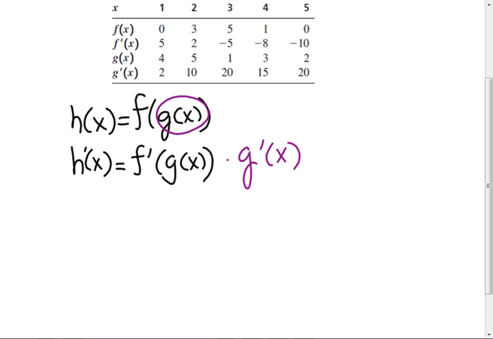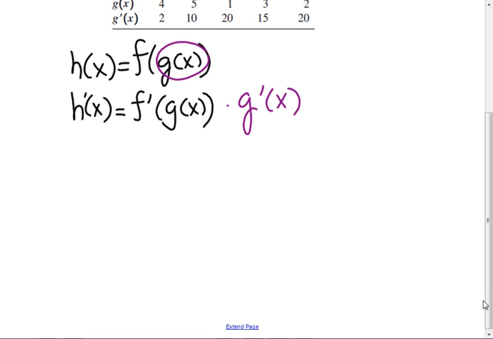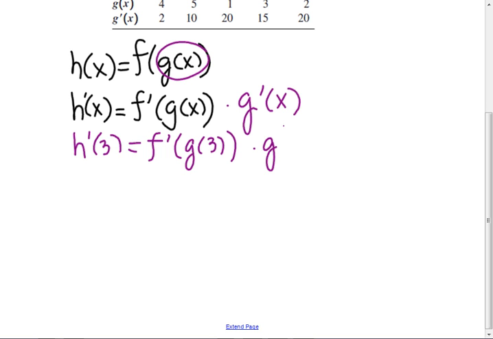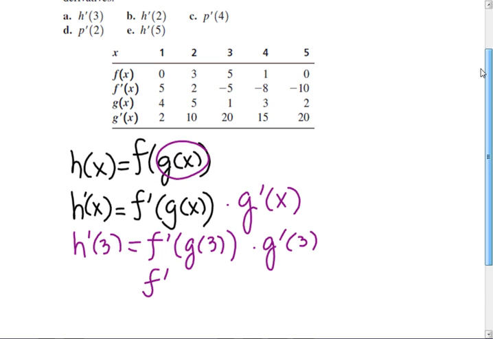Now I want to find H prime of 3. Well, it's F prime. Now you can put the 3 in. F prime of G of 3 times G prime of 3. Okay, and you start on the inside to evaluate this. So it's F prime. What's G of 3? I got to go back and look. There's the 3. G of 3 is what?